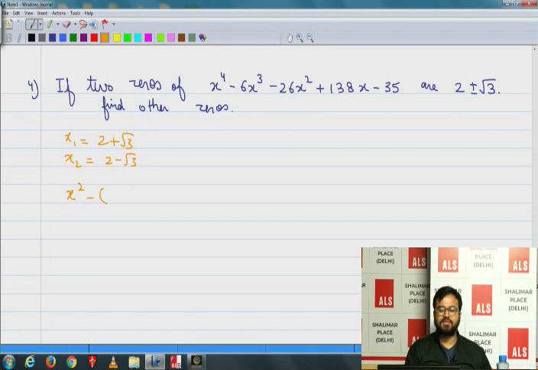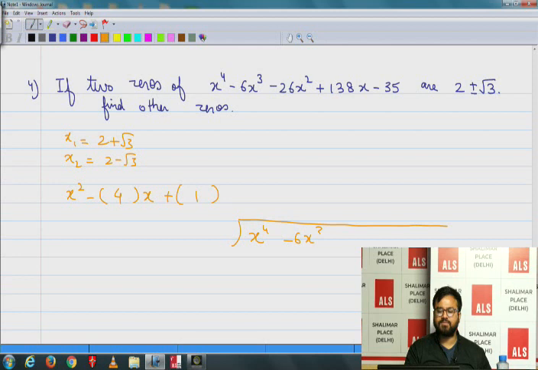x square minus sum of roots. If we add both of them, that will become 4, plus product of roots. If we multiply both of them, a plus b into a minus b, a square minus b square, which is 2 square is 4, 4 minus 3 is 1. So this is the polynomial. Now we have to divide this. The long division method we have to apply.